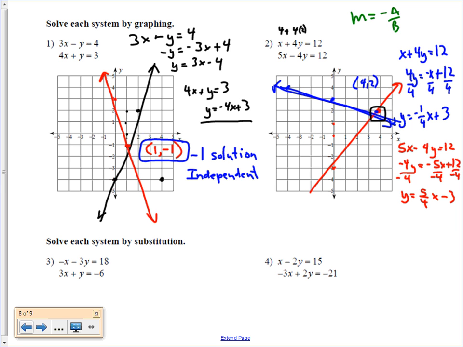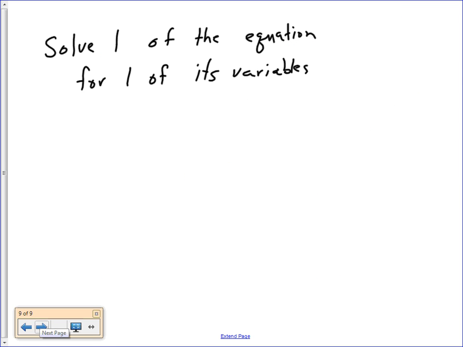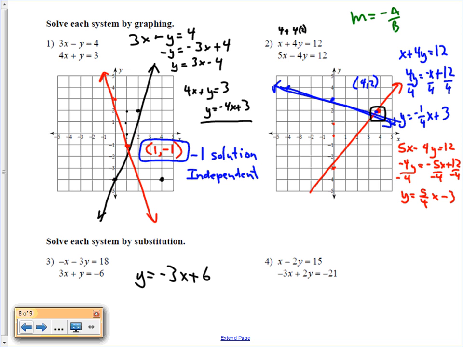There's nothing wrong with taking this problem right here and just moving the 3x to the other side and being done with solving one of the equations for one of its variables. But Coach Hill, I didn't solve for y. I solved for x. I moved this x to the other side of the x. Yes, that's okay too. Now, if you wanted to, you could even solve it for y. You would just end up with some fractions.